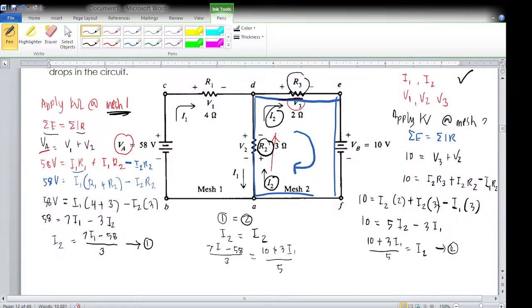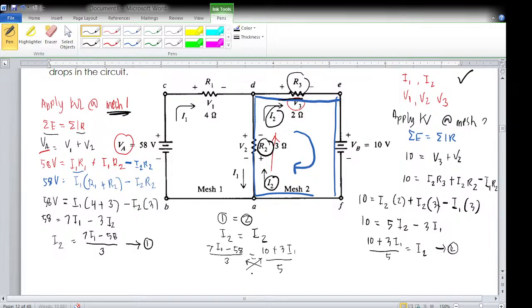How many unknowns are left? One, ma'am, just I sub 1. Okay, I sub 1 na lang. So, to solve for I sub 1, we will cross-multiply.